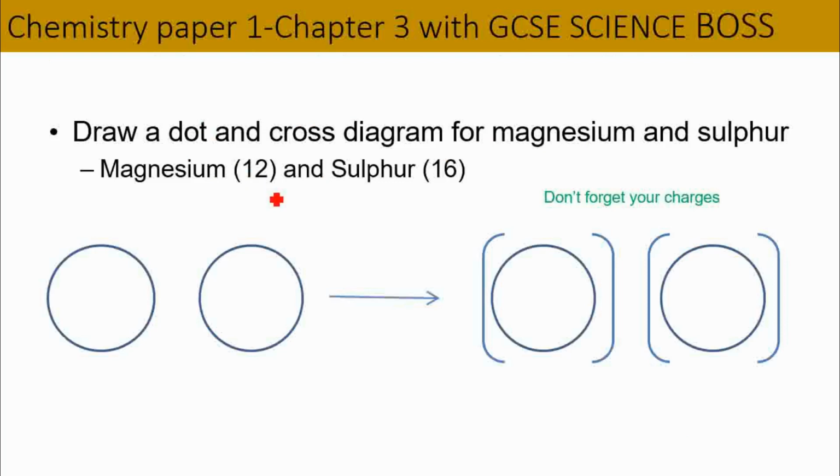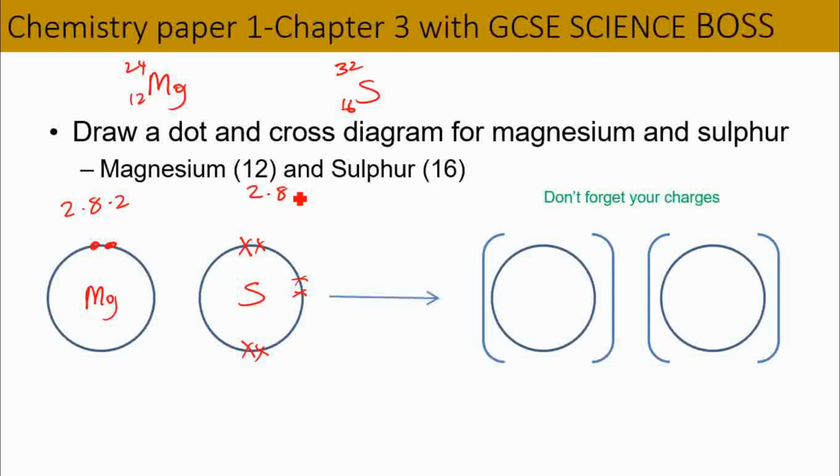Let's try magnesium, which has an atomic number of 12. If you go to your periodic table, you'll see magnesium is 12 and 24, and sulfur is 16 and 32. Now we're just going to use the outer shell only. Magnesium is 2,8,2, so we're only going to put 2 electrons on the outer shell. And sulfur is going to have 6 electrons on its outer shell, so that's 2,8,6.